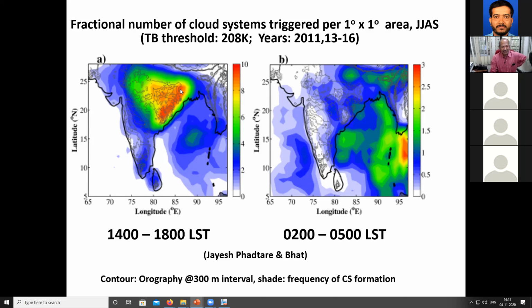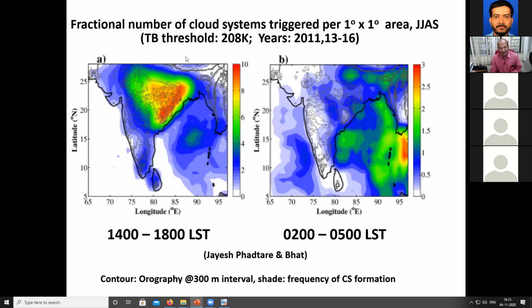If you see where the triggering of these MCSs occurs, remember this is the Eastern Ghats of India. Most of the triggering occurs here along the Eastern Ghats. So orography does play an important role in triggering the mesoscale convective system. This is during 14 to 18 local standard time, that is, in the afternoon hours.